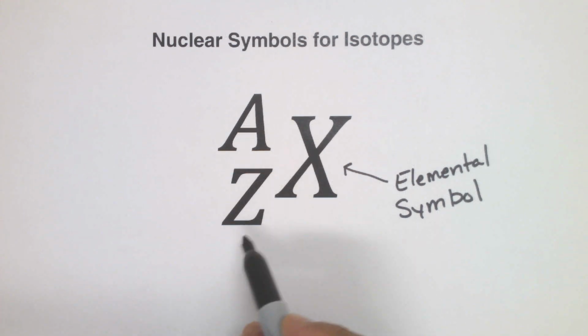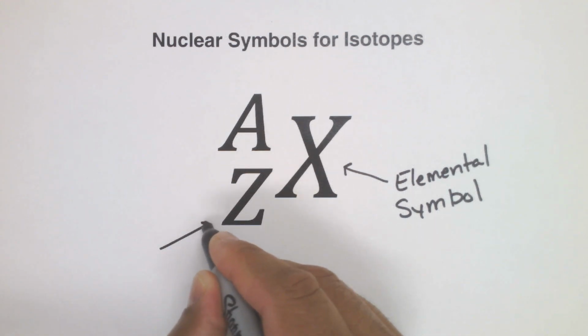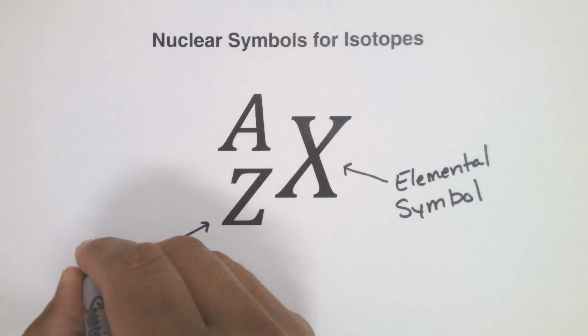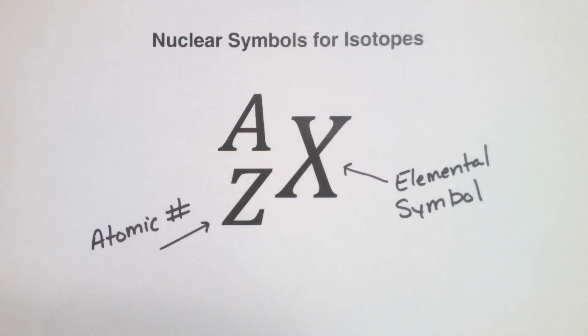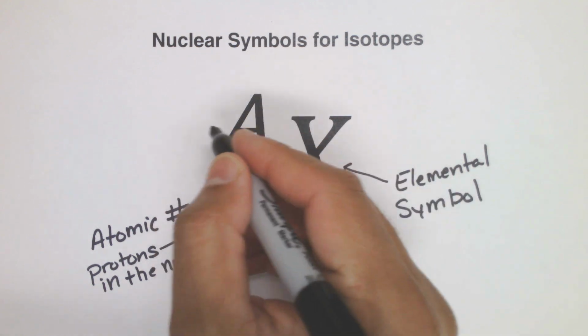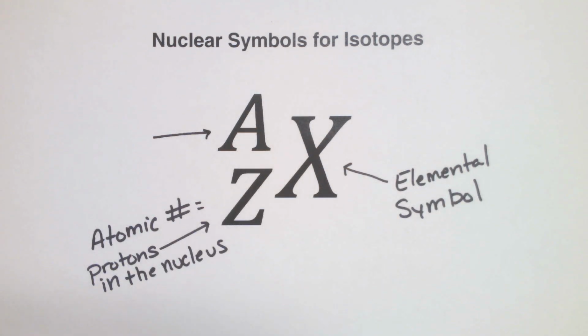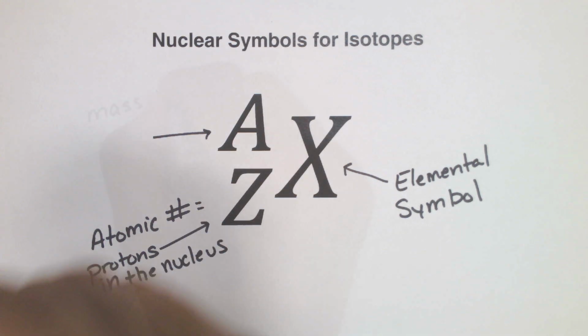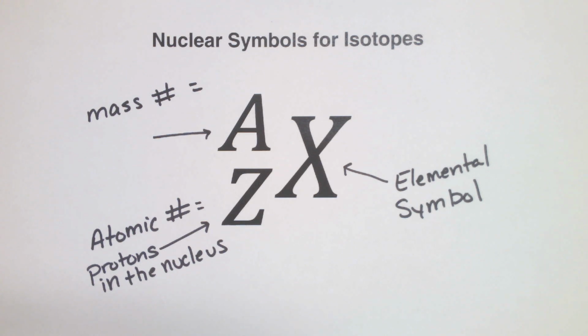To the left subscript, we have the Z. This represents the atomic number. And the atomic number is the number of protons in the nucleus. On the left superscript, we see the letter A. And this is important for identifying isotopes. This represents the mass number. Simply put, the mass number is the number of protons plus the number of neutrons in the nucleus.